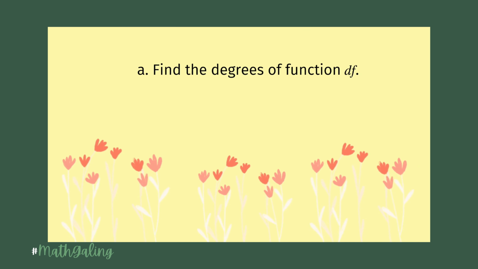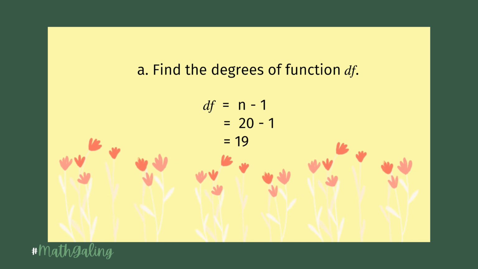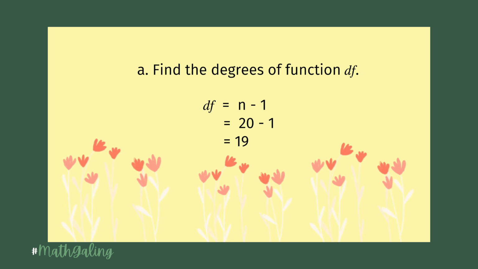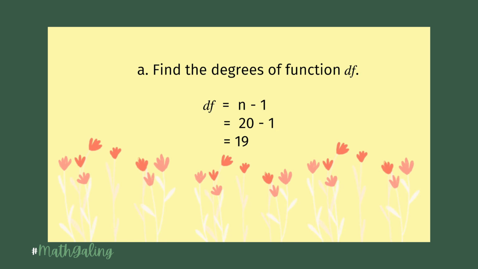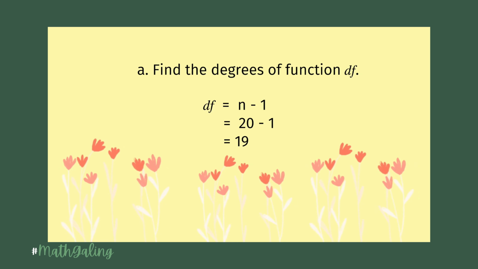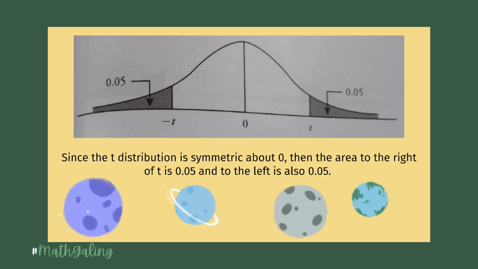Find the degrees of freedom, or df. Our formula is df equals n minus 1. So that would be 20 minus 1, and 20 minus 1 is 19. Since the t-distribution is symmetric about 0, the area to the right of t is 0.5 and to the left is also 0.5.